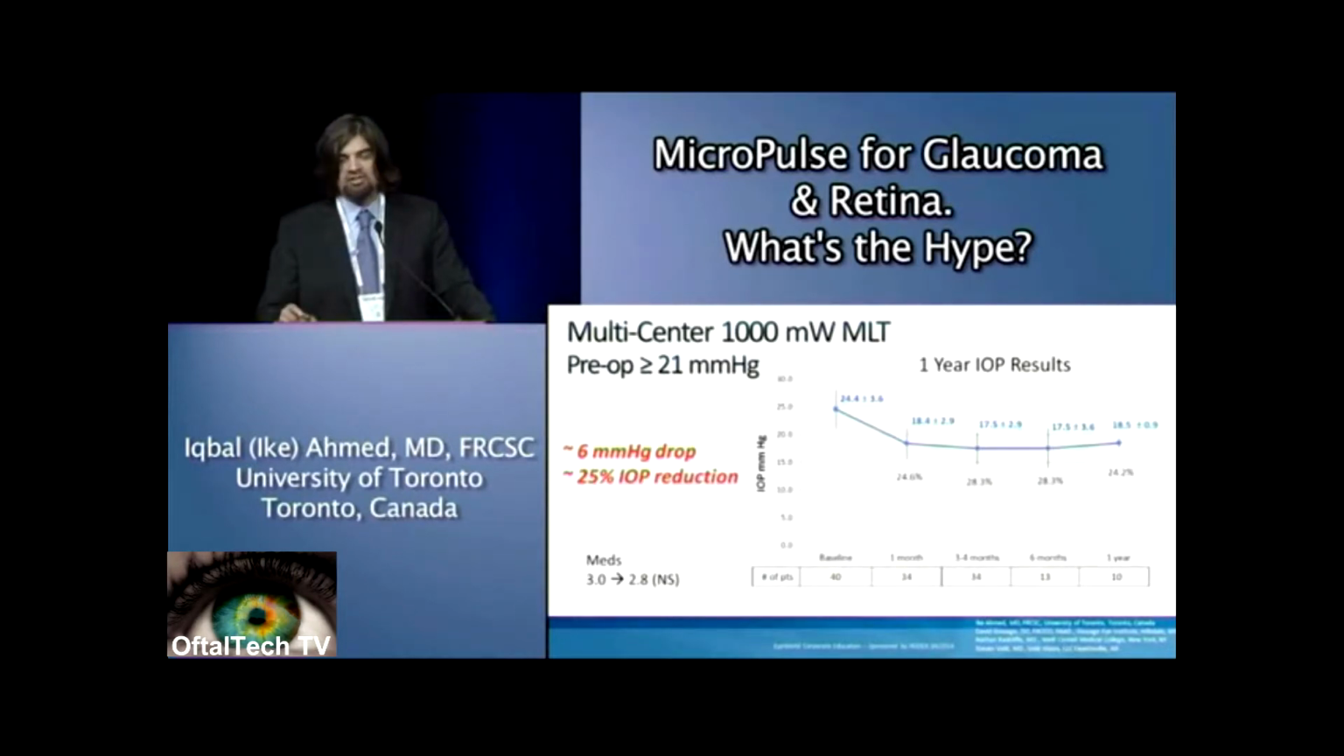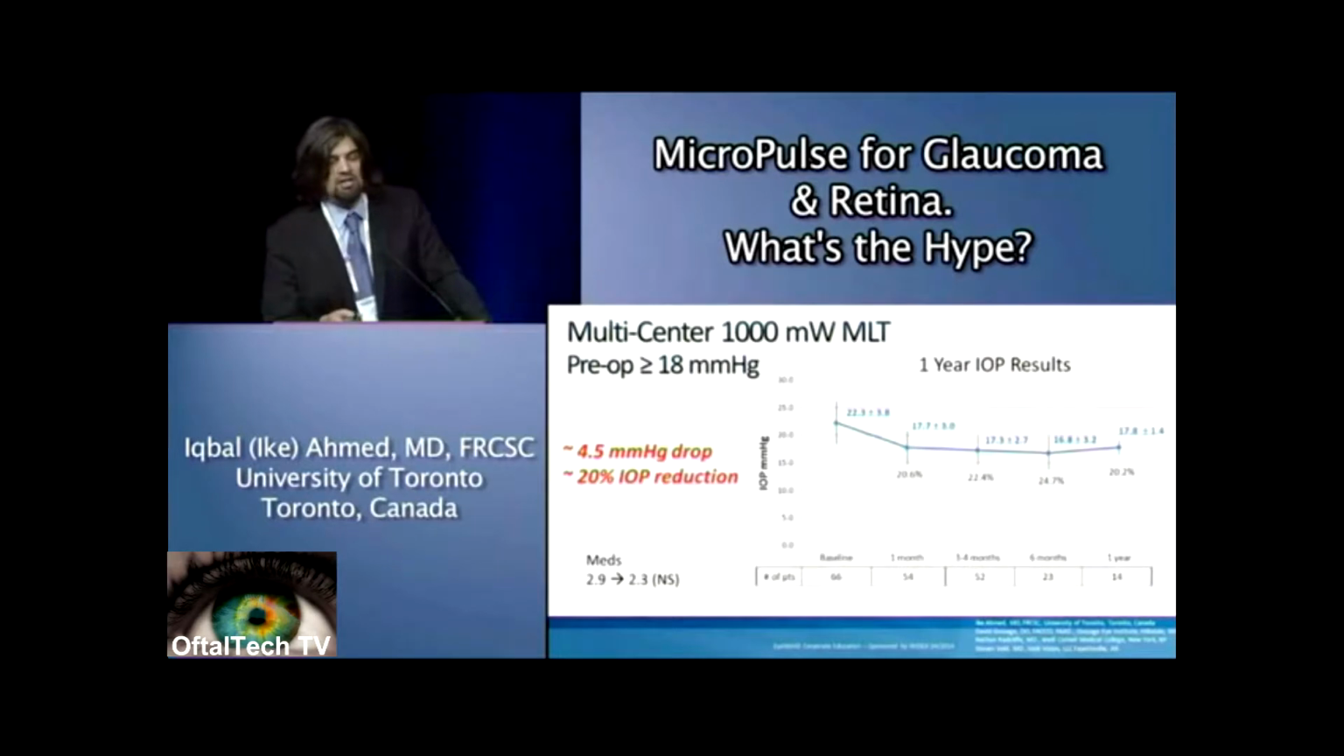1-year results here, you can see we went from 24.4 down to 18.5. Now keep in mind, we have 40 at baseline. We have the majority of patients still within 6 months. You can see that at 3-4 months we're about 28% reduction. So this is quite comparable to what we've seen with other trabeculoplasties. Perhaps we're going to continue to see the results as we follow through with it, but certainly it seems to be quite effective at dropping the pressure down 25% in this cohort.